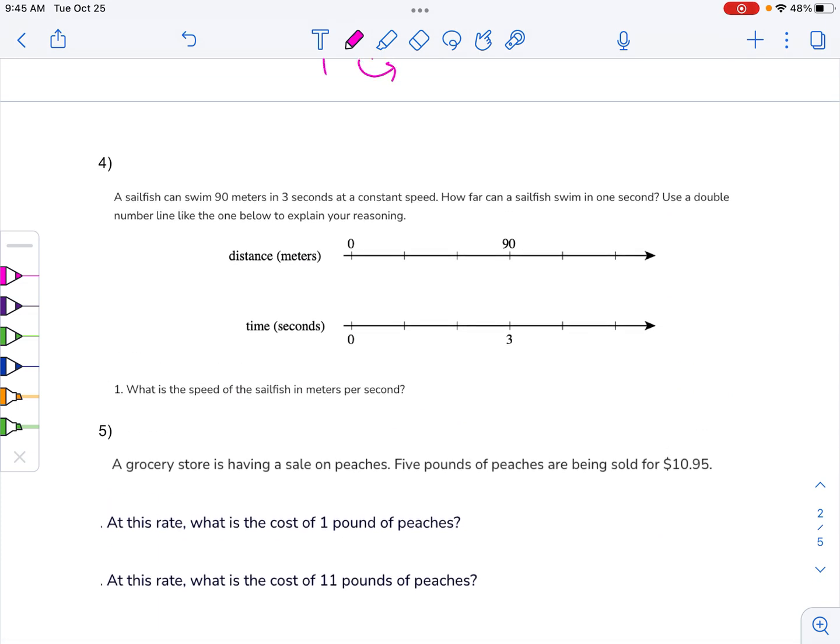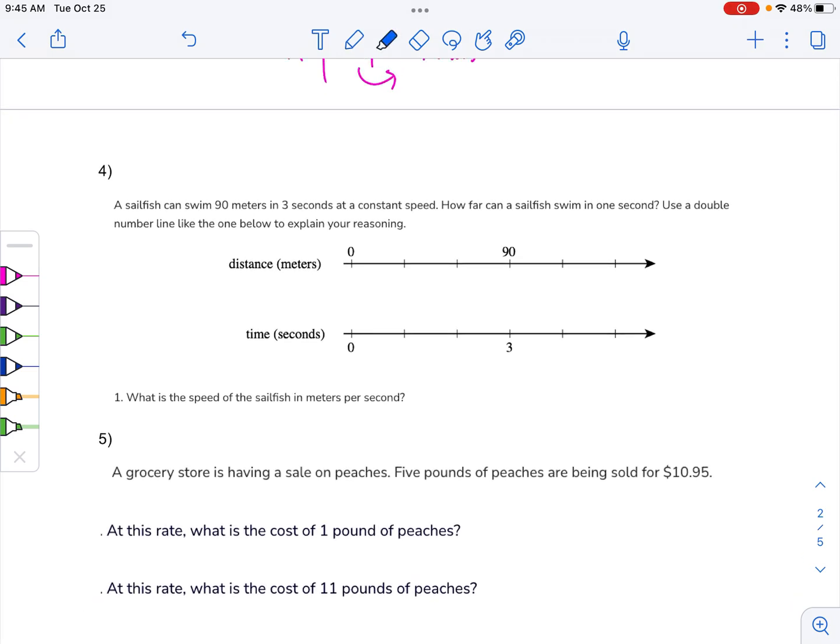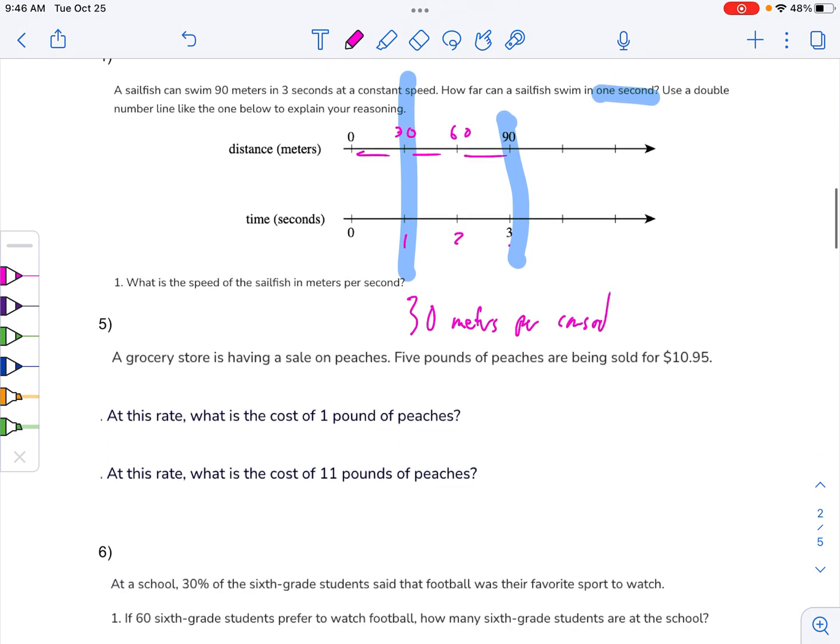Let's see, sailfish. I'm not sure what that is. It's probably tasty though. So sailfish can swim 90 meters in 3 seconds. So I see that right here. And how far can the sailfish go in 1 second? So it looks like we're finding the unit rate again. I'm gonna break this up. So 3 to 1 seconds. Okay, so 90 I'm gonna divide into groups as well. So 90 divided into my groups is gonna be 30, 60. All right, yeah, because I divided by 3 because there's 3 sections here. So there's my answer. My unit rate is right there. Nice. Looks like it's 30 meters per second. Wow, that's a fun way to spell second.